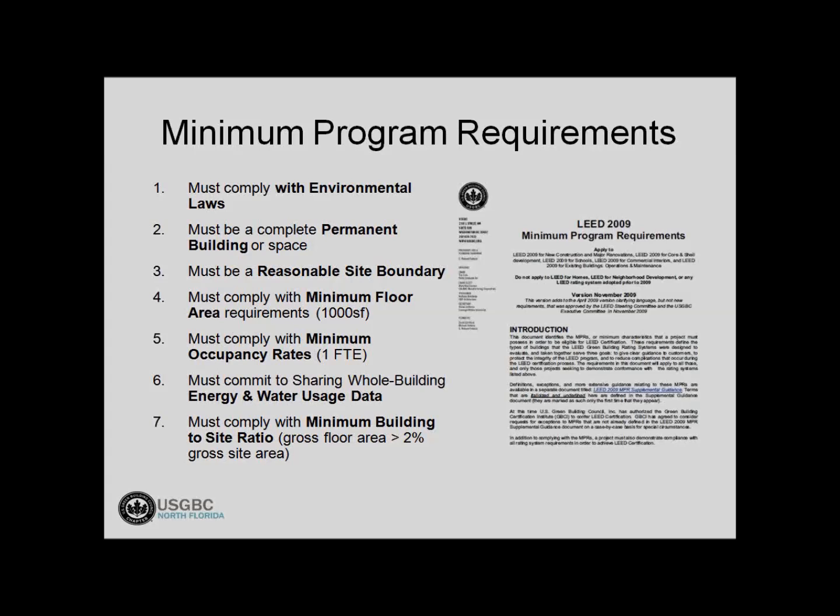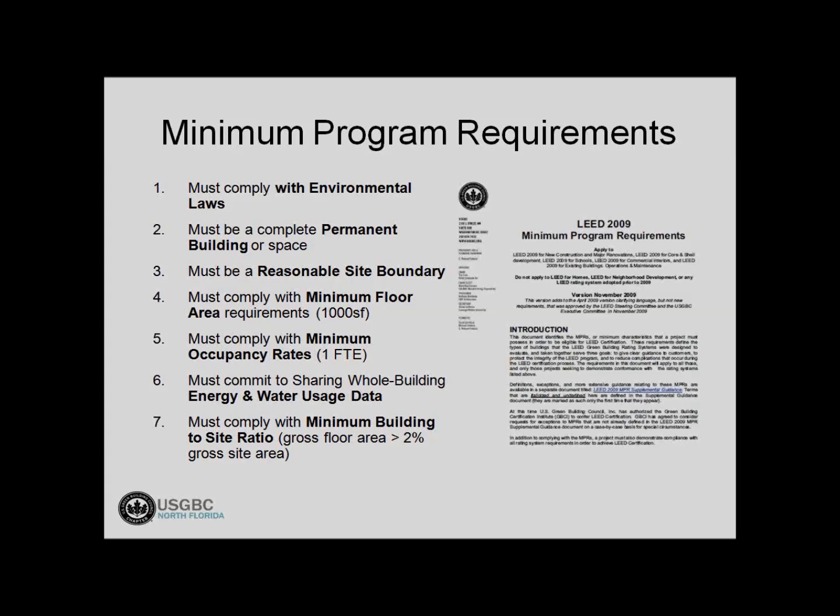Has to have a reasonable site boundary. So Sarah mentioned before that you can draw your site boundary, what's included in the project, call it the LEED boundary. You can draw that however you want it to be within reason. It doesn't have to be the property line. It doesn't have to be the limits of construction.